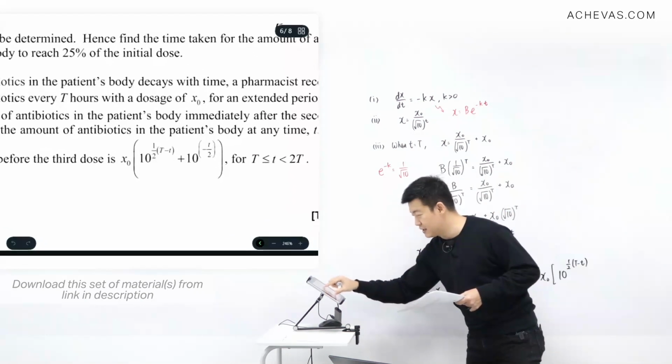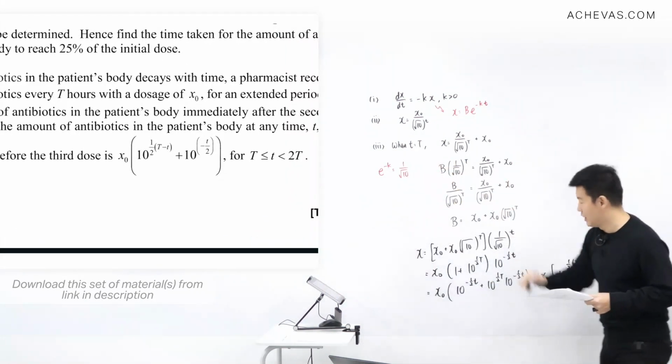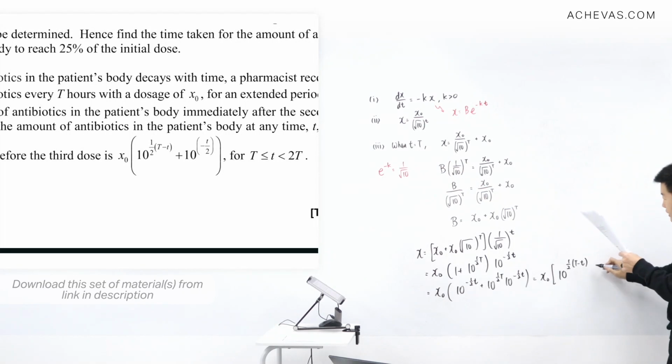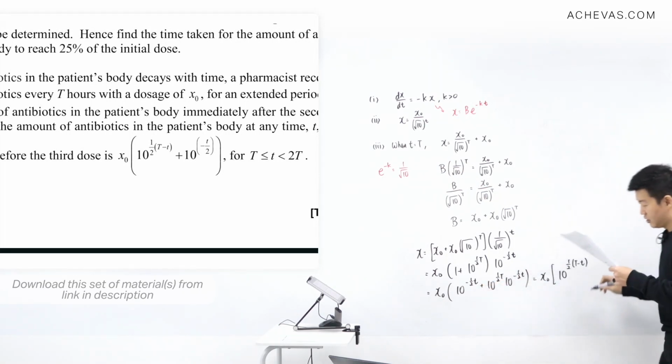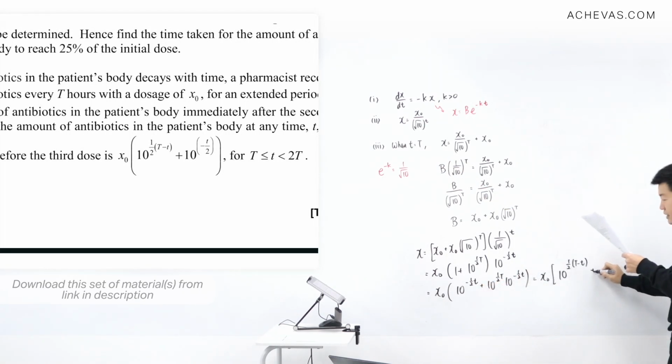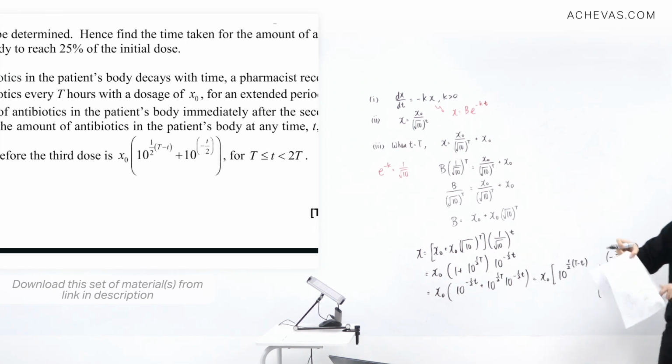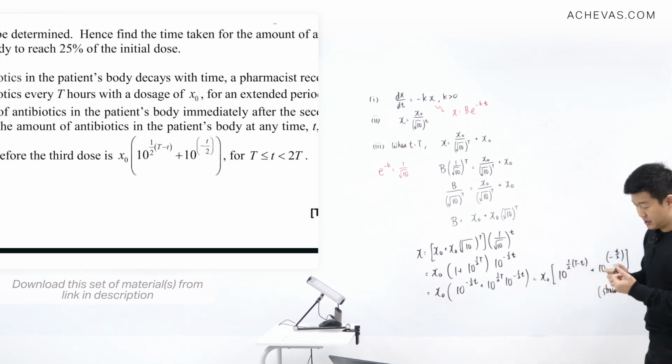It is this here. Okay, in case it's not clear, so I have this. Then after that, this term here, which is going to be plus 10 to the power of negative t over 2. So this is what the question requires me to show. Okay, this is question number 10. Let's look at question number 11.